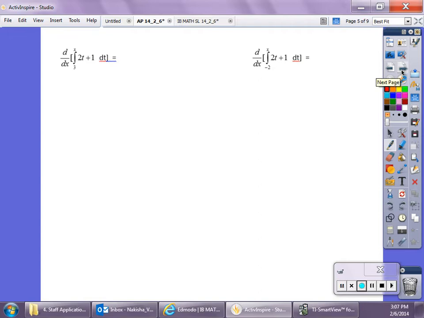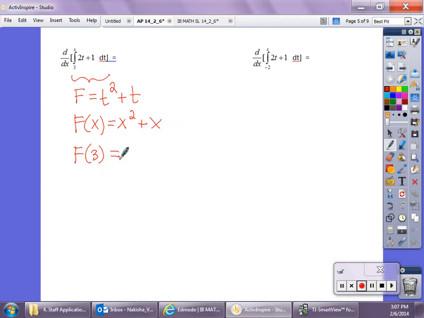Let's look at the second one. Same thing. This piece of it, antiderivative, I won't even put x there. I'm just going to write f equals. Antiderivative would have been t squared plus t. F of x is x squared plus x like before. F of 3 would be 9 plus 3 more, which is 12. And so I end up with the derivative of x squared plus x and then minus that 12. Well, that gives me 2x plus 1. Looks very similar to what's here again.